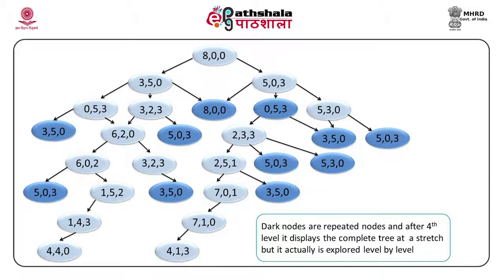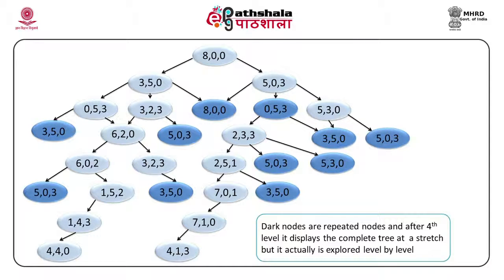What I do is I pick up a root node, explore all children of it, next level explore all children of those children, and so on and so forth. That is the breadth first search. Dark nodes here show nodes that are either repeated or already explored.